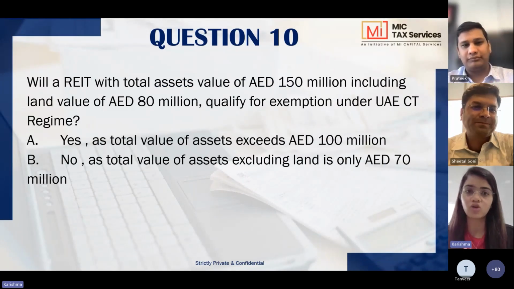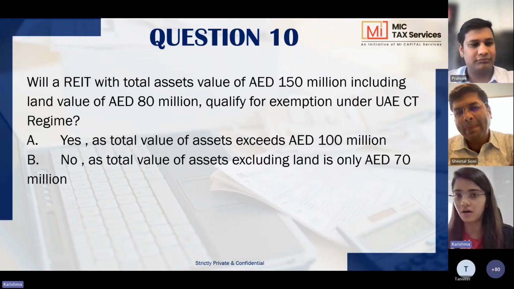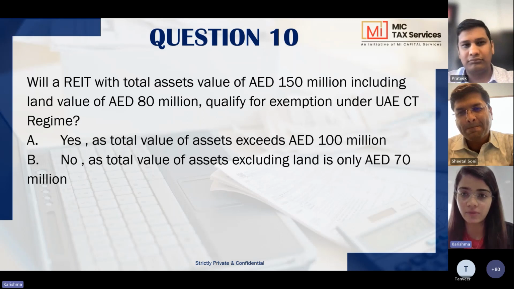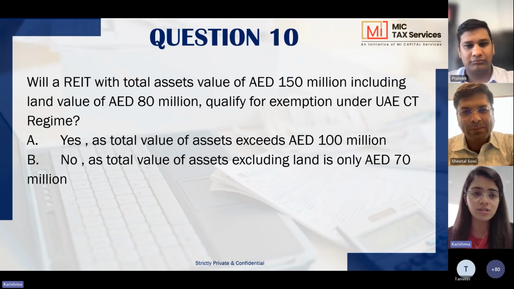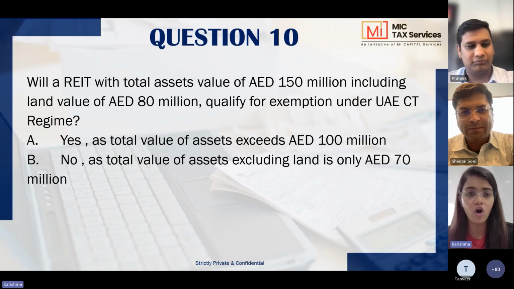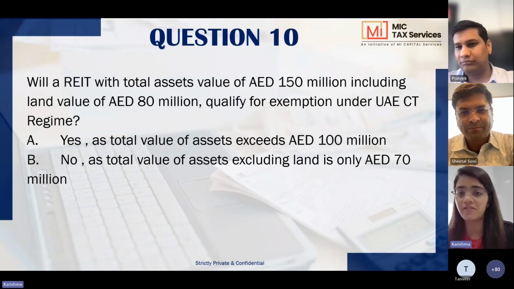Will a REIT with total assets valued up to 150 million, including land value which is up to 80 million, qualify for the exemption under the corporate tax regime? The options are: yes, as the total value of the asset exceeds 100 million, as explained earlier, or no, as the total value of assets excluding land is only 70 million. So what would be the answer?